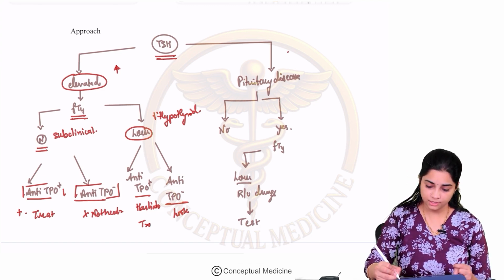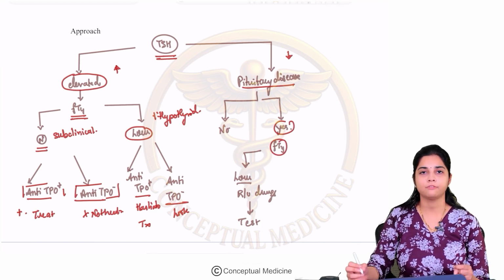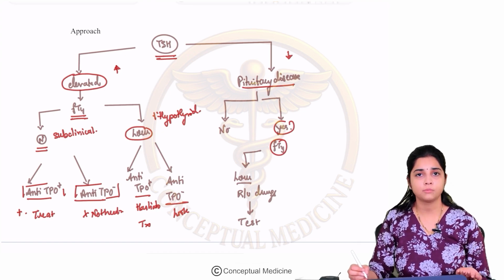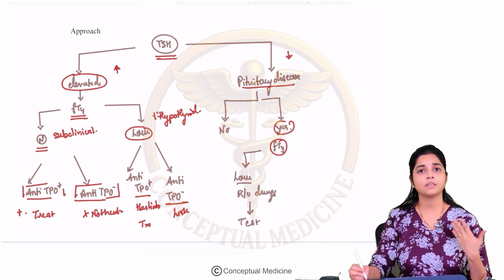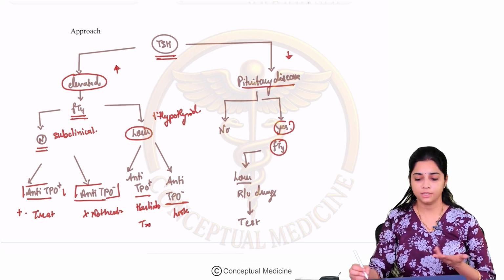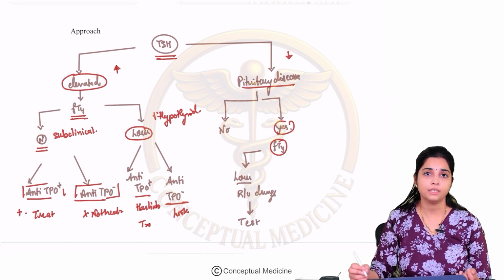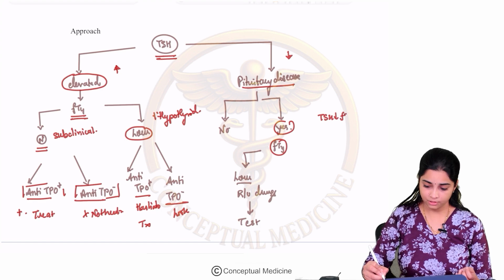If your TSH is low and you are suspecting a pituitary disease, then go ahead and do an FT4. When will you suspect a pituitary disease? If he is showing evidence of other hormone deficiencies, if he is telling headache, visual field defects, etc. Or if he has undergone a pituitary surgery in the past, then you definitely have to think of a pituitary cause, or a central or secondary hypothyroidism. Here the TSH is low, FT4 is low.